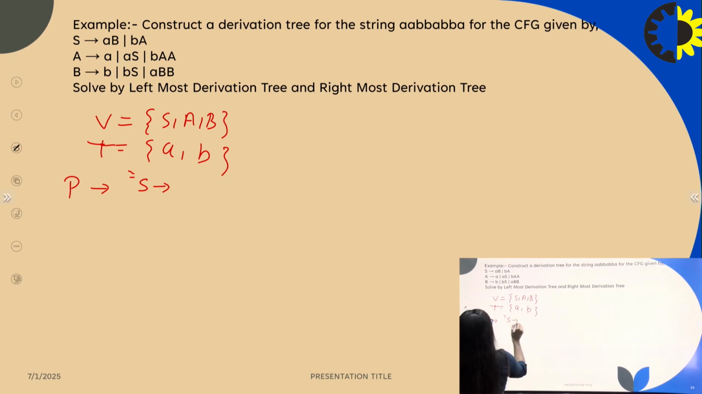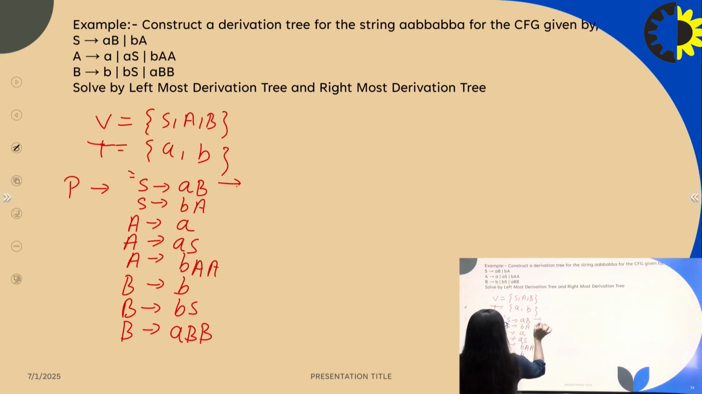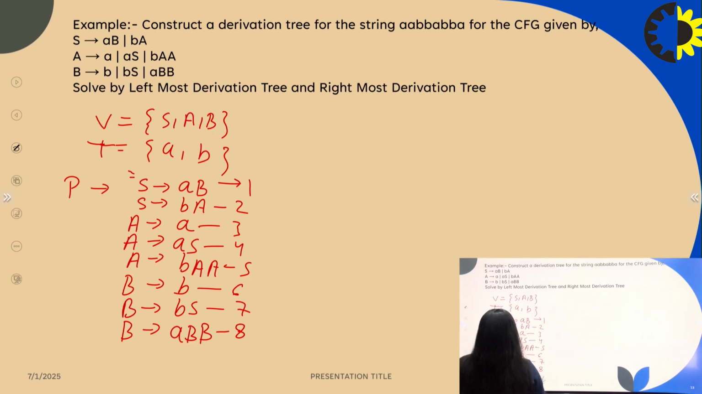First production is S produce AB, and S produce B, A produce A, A produce AS, A produce BA, B produce small b, B produce BS, and B produce small a, capital B, capital B. First production, second, third, fourth, fifth, sixth, 7 and 8. There are 8 productions in this grammar.